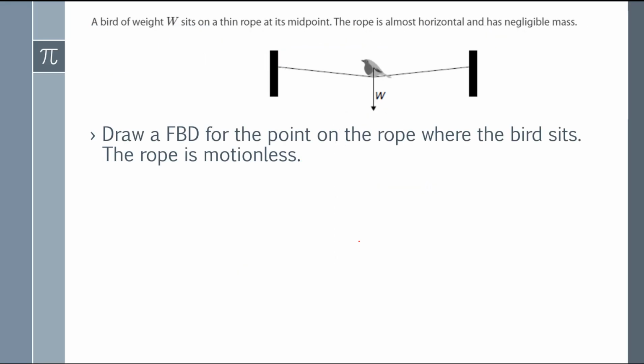What about a free body diagram for the point on the rope where the bird sits? The rope is motionless. Well, the point on the rope is feeling a downward force from the weight of the bird, so I'll call that W. And there's a tension from the right side of the string pulling this way, and a tension from the left side of the string pulling this way. Call them both T. It's not the most accurate drawing ever, but we know since the rope is not moving, the horizontal components of these forces have to cancel, and the vertical components of the two tensions have to cancel out the weight.